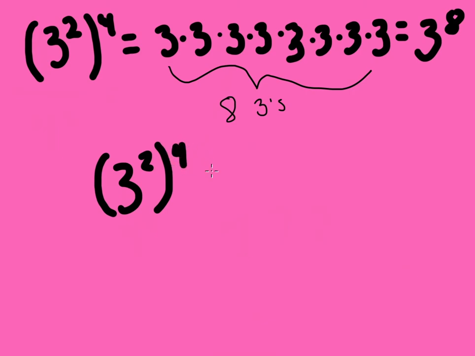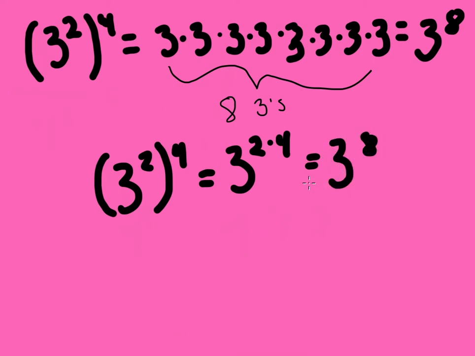So let me rewrite this. 3 to the second power, and all of that to the 4th power. You may see a pattern here. I just multiply those exponents together. That's going to be 3 to the 2 times 4 power, or 3 to the 8th power.